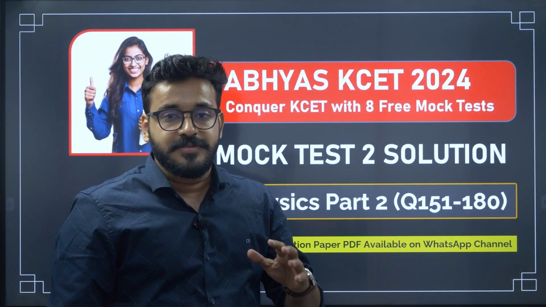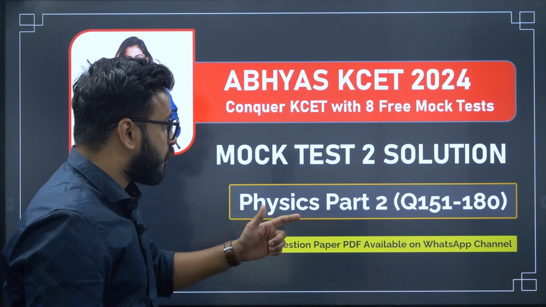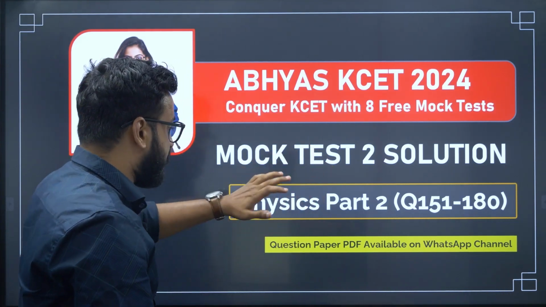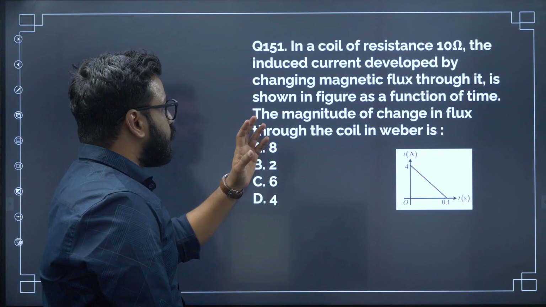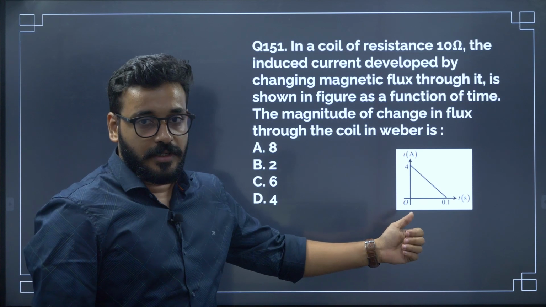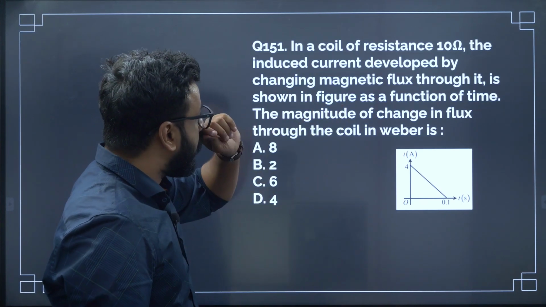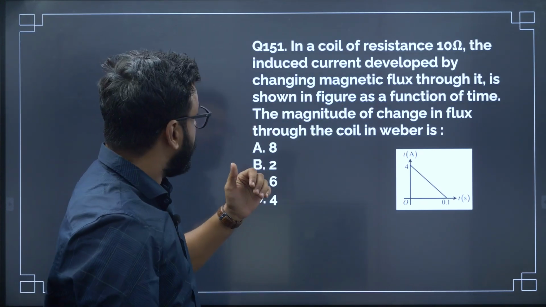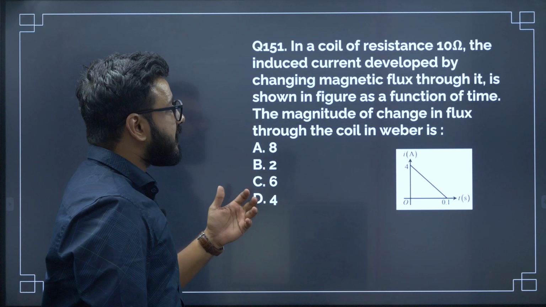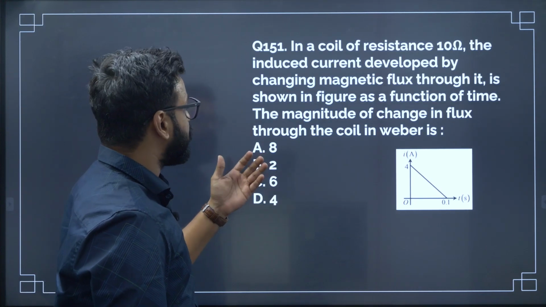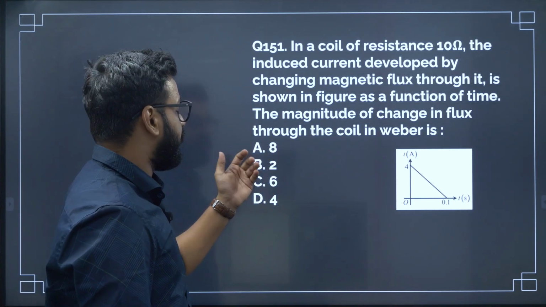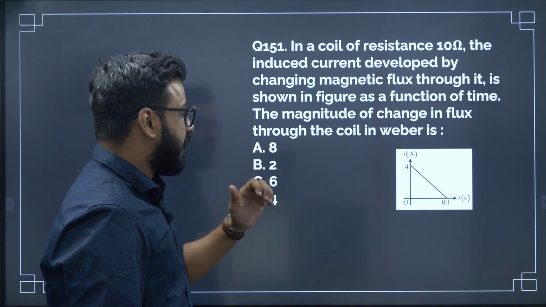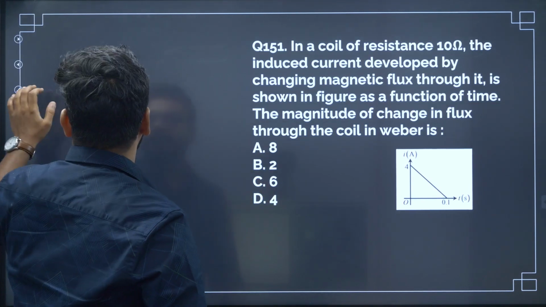So once again, analysis and solutions of the physics portion. Let's begin with question number 151, shall we? This is a question based on electromagnetic induction. A coil of resistance 10 ohm. The induced current developed by changing magnetic flux through it is shown in the figure as a function of time. The magnitude of change in the flux is.